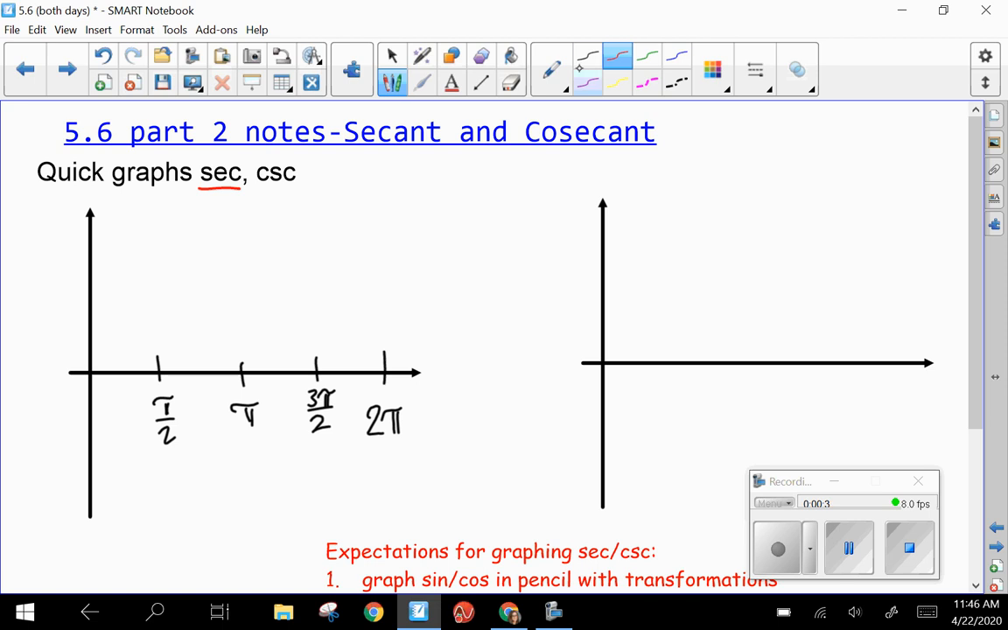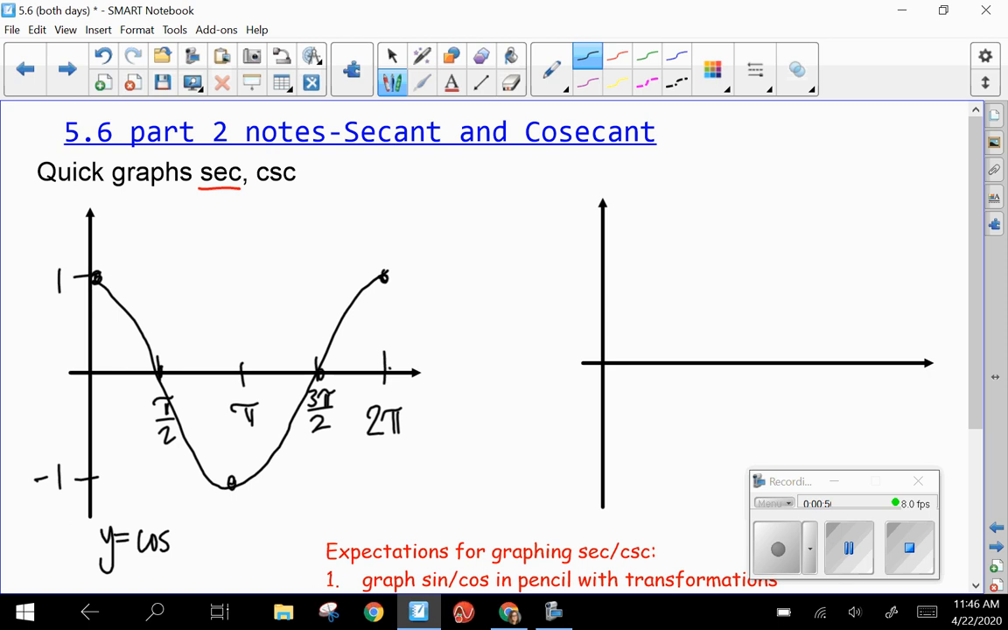So in my black, I'm going to graph, remember secant is the reciprocal of cosine. I'm going to start with that. In a non-transformed function, cosine would have a period of 2 pi, amplitude of 1. Cosine starts high, bottoms out at pi. So if you're doing this in your notes, you should be doing this in very light pencil, this curve.